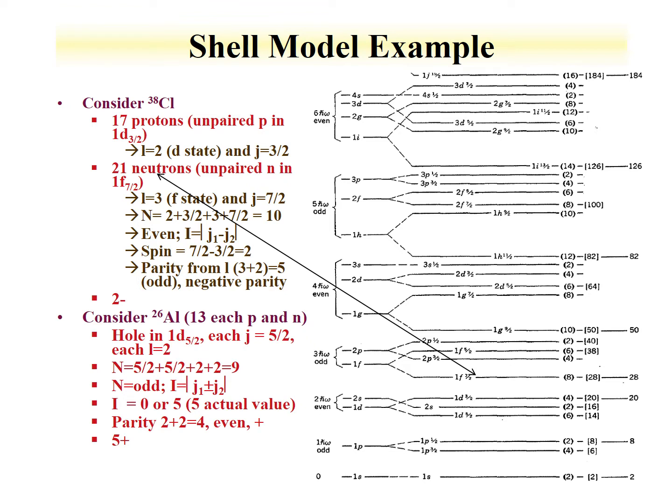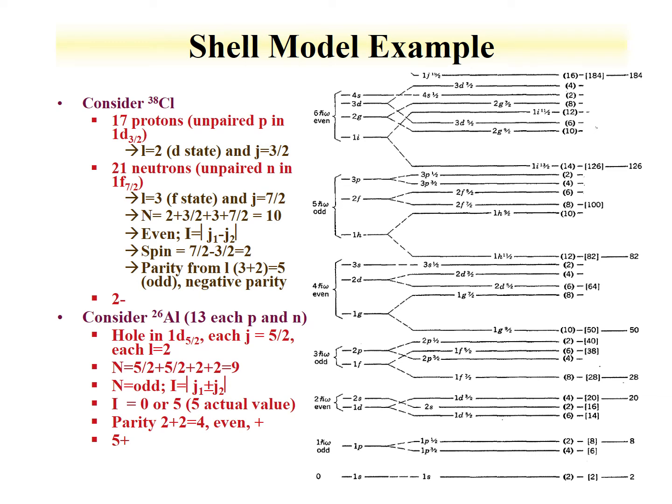So the Nordheim number is just 2 plus 3/2 plus 3 plus 7/2, that's equal to 10. That's an even number, so the spin is just going to be the absolute value of the difference between 7/2 and 3/2. 7/2 minus 3/2 is 4/2, so the spin is 2. The parity is from the L's, so that's 3 and 2. The sum of L is 5, negative parity. The spin is 2, the parity is minus. We expect chlorine-38 to have a spin and parity of 2 minus.